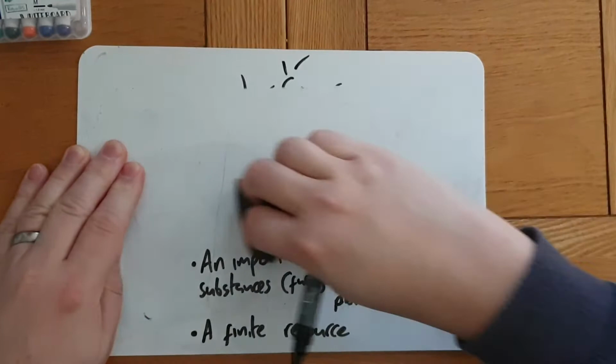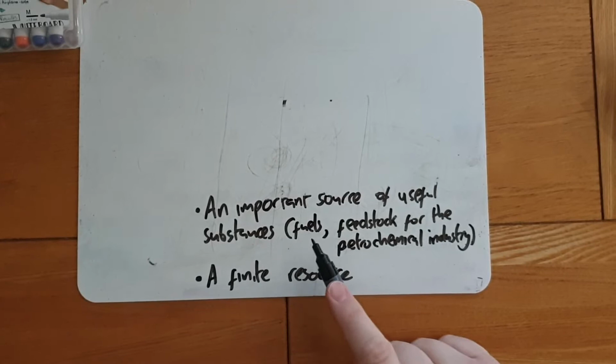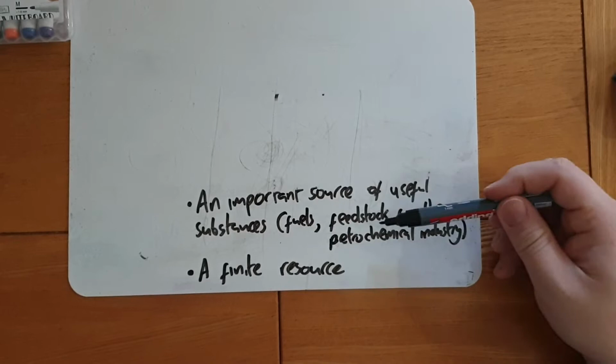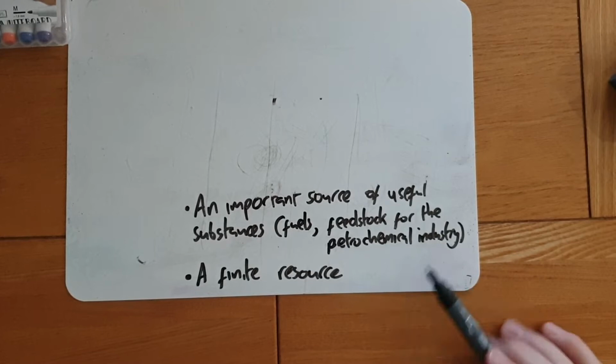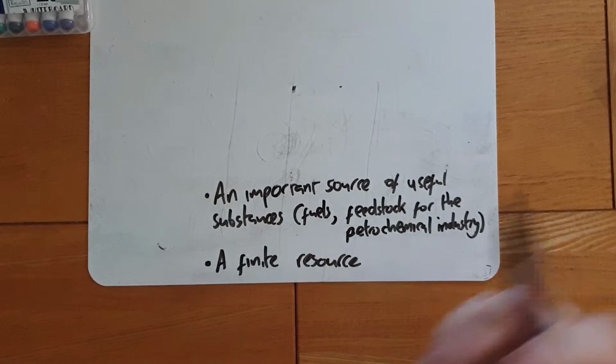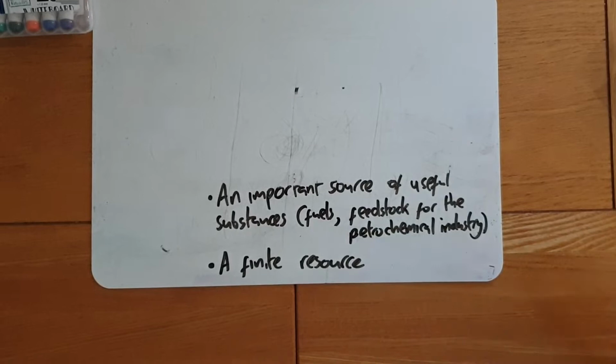Crude oil is an important source of useful substances. We use loads of them for fuels: fuels for cars, lorries, large ships and power stations. It's a really important source of fuels. And the second bit, feedstock for the petrochemical industry. This is a whole industry based around taking certain compounds out of crude oil and making stuff with them. So plastics: all plastic is made from crude oil. We take the bits that we don't want to burn for fuels and give them to the petrochemical industry, which makes them into various different plastics and materials.